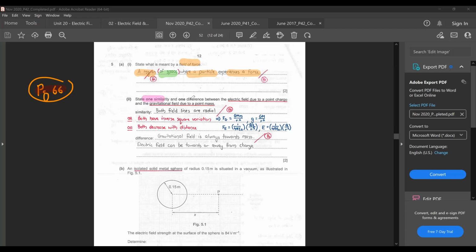State a similarity and a difference between the electric field due to a point charge and the gravitational field due to a point mass. If you're talking about a point charge, for example this one here, say it is positively charged, the field lines around this point charge would be radial. It seems to be coming out from one point. Let me just draw this nicely here for you. It will be radial like this.